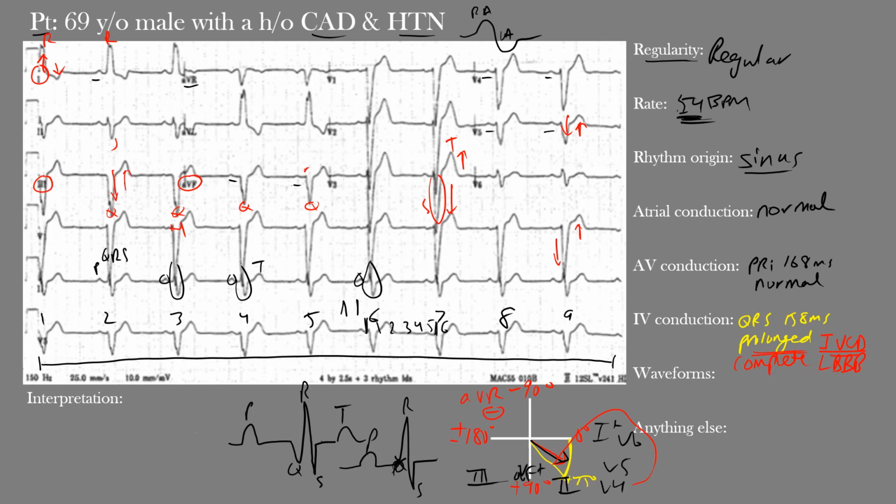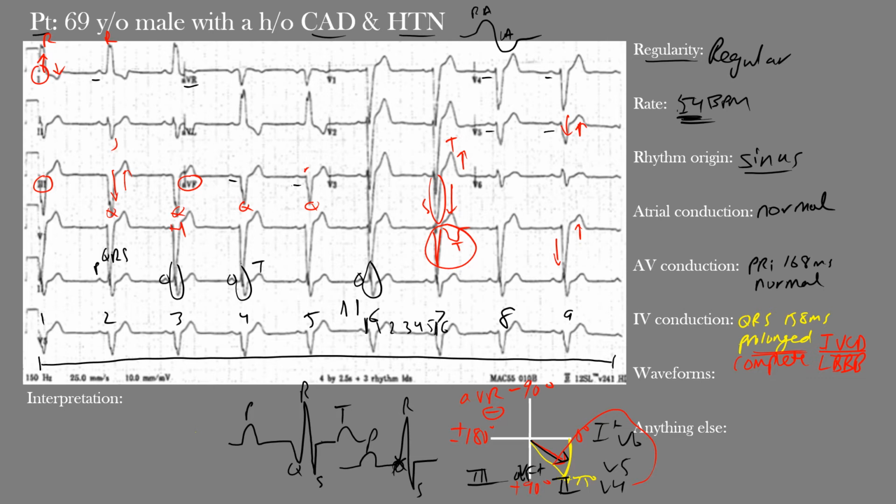Now, this is called discordance, okay? When that terminal QRS complex and the T wave or ST segment are going in opposite directions, that's considered normal. If you had them going in the same direction, okay, so you had this negative deflection, then imagine there's a negative T wave there, that's what we call concordance. And in the presence of a bundle branch block, that is a sign of pathology, okay? And it could be a sign that there's some sort of ischemia present.